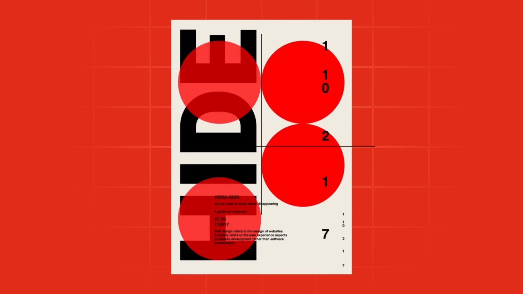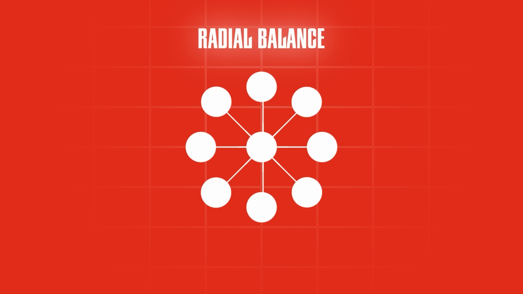Now let's see the first design example. I think you probably have guessed it. Now let's look at the radial balance. When you arrange the elements around the center point, that's called radial balance. Here's a design example. You can see the curve perfectly placed in the center and elements like text and lines added around it.